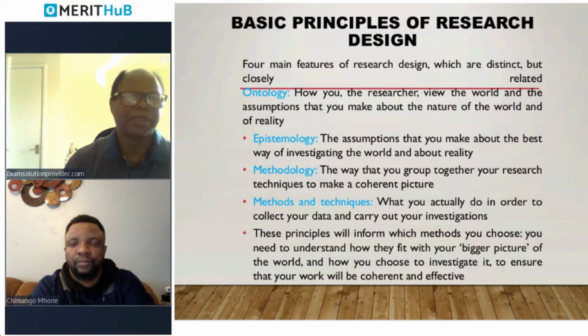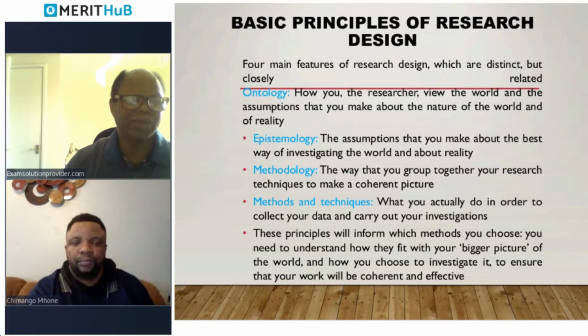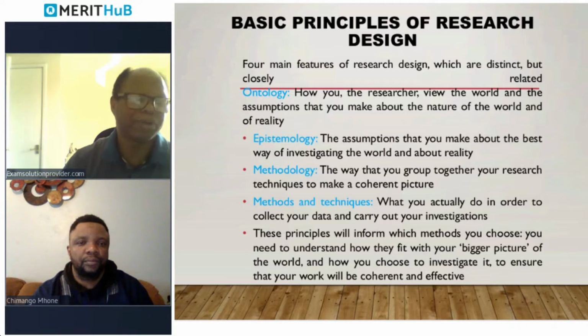As I said, design is the overall approach of your research. And you're going to have four main features of your research design, each of which is distinctly different and also used differently. Therefore, the choice of each one of these should be justified, why you are choosing that and not that. The first one is ontology. Ontology is how you, the researcher, view the world and the assumptions that you make about the nature of the world and its reality.